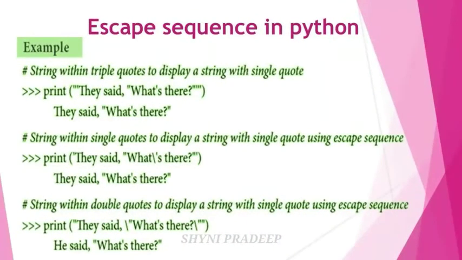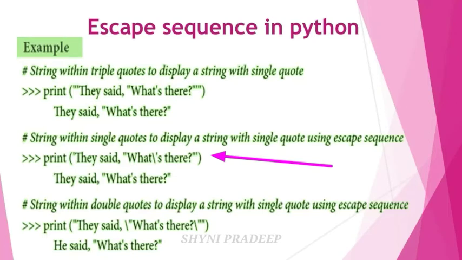First see a string within triple quotes to display a string with a single quote. This is the print statement. This string is given within triple quotes, but within the string double quotes and single quotes are also given. Okay, see here, they said what's there. So you will get the output like this for this code.